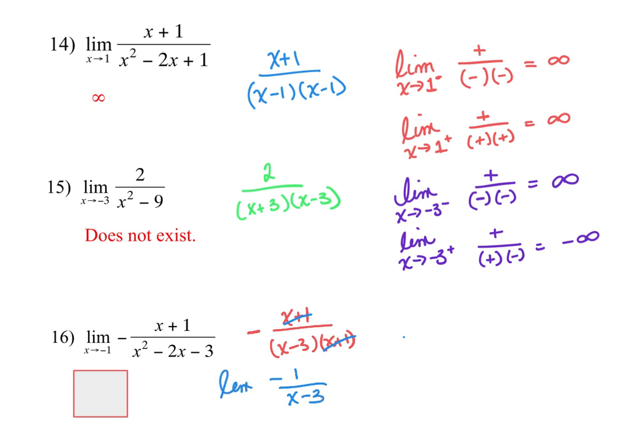I am doing the limit as x approaches -1. So now you just plug it in. I can just plug it in. I end up with a -1 over a -4, which is positive 1/4. All right.